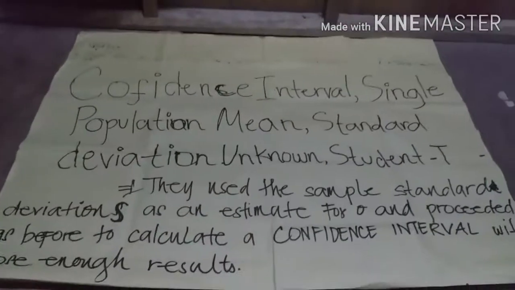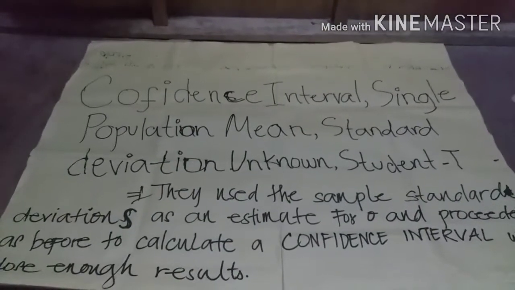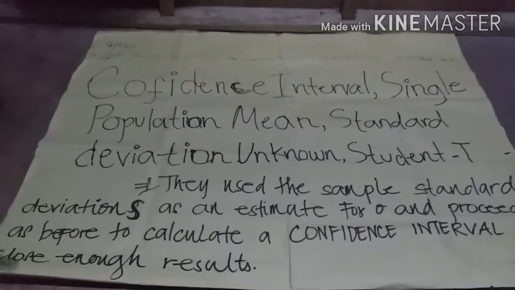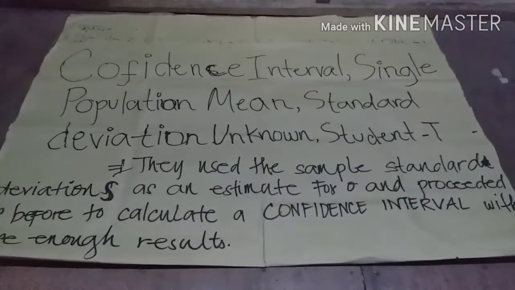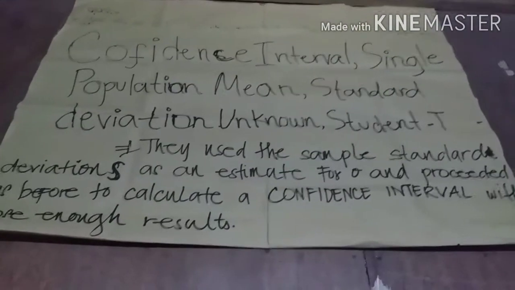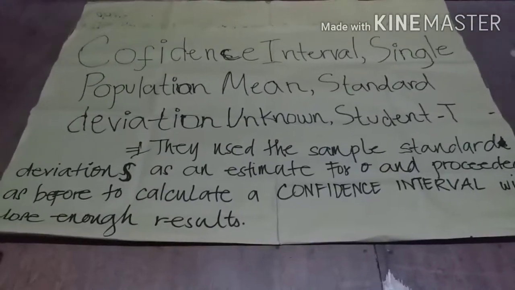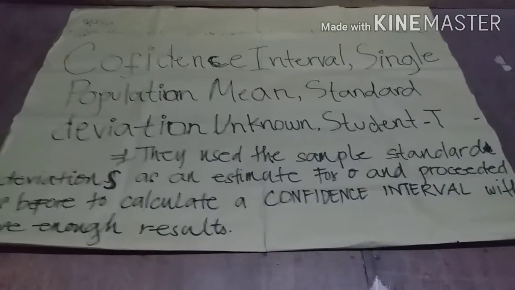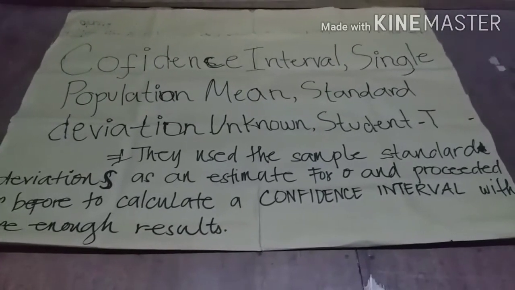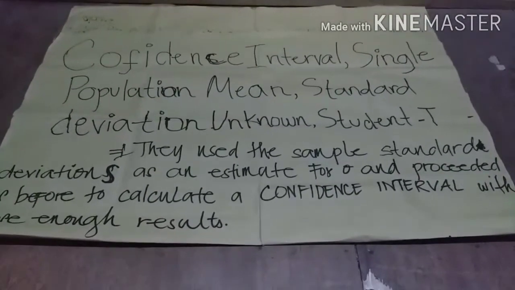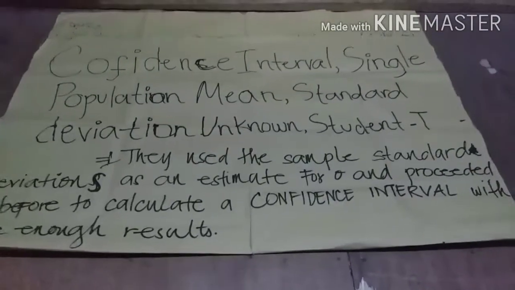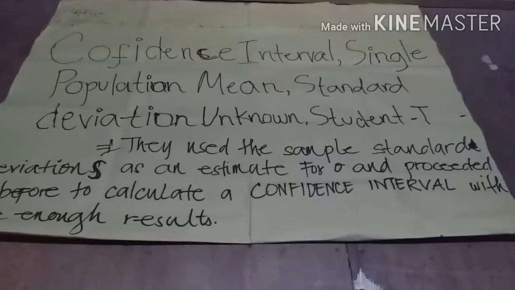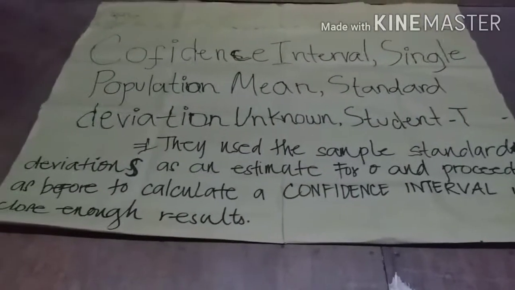So, good afternoon everyone. This is the continuation of the report of Group 9, which is confidence interval, single population mean, standard deviation unknown, student T. So, ano nga ba ito siya? Ang confidence interval, single population mean, standard deviation unknown, student T is they use the sample standard deviation S as an estimate for the population standard deviation. Proceed as before to calculate a confidence interval with close enough results.